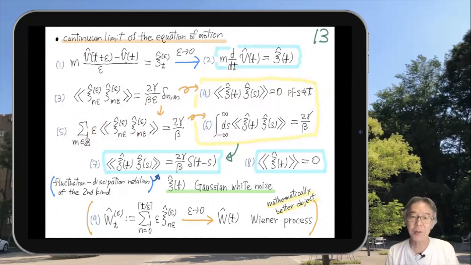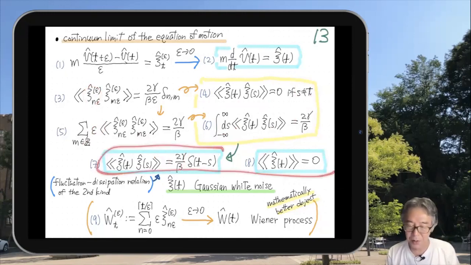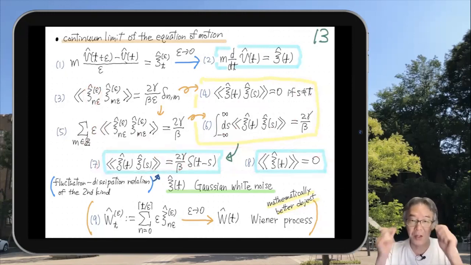So we have these two. This correlation function is 0 when s is not the same as t, but if you integrate over s, you get this finite quantity. This means that this correlation function must be something singular, which is a delta function of t minus s with this coefficient. And also, since the expectation value of xi itself is 0, we also see this.